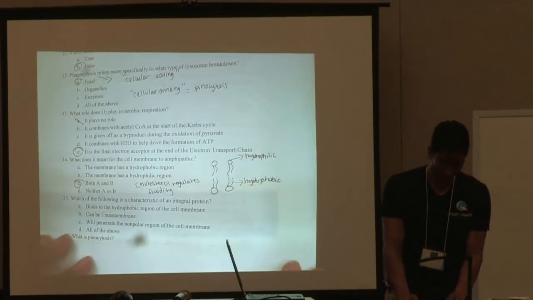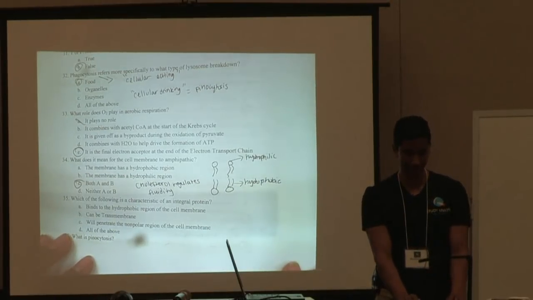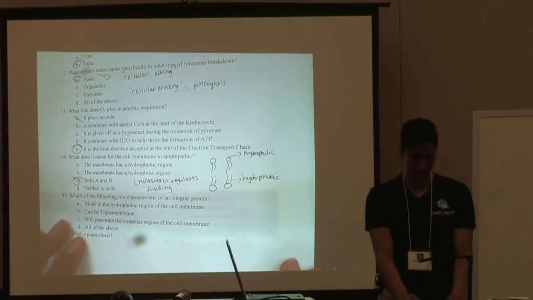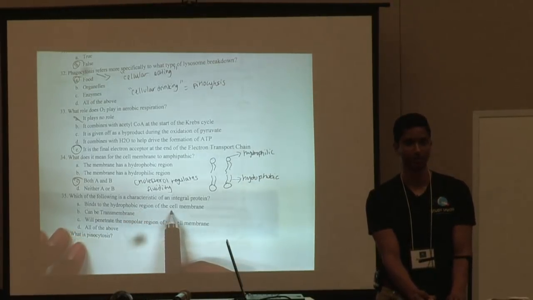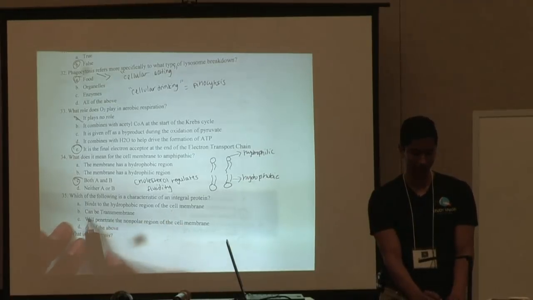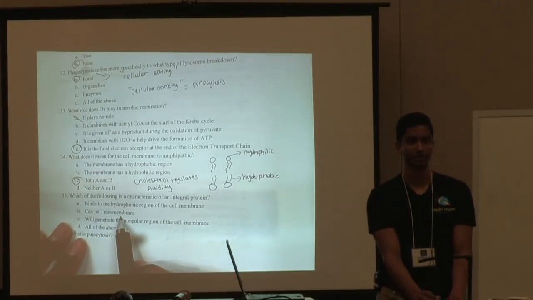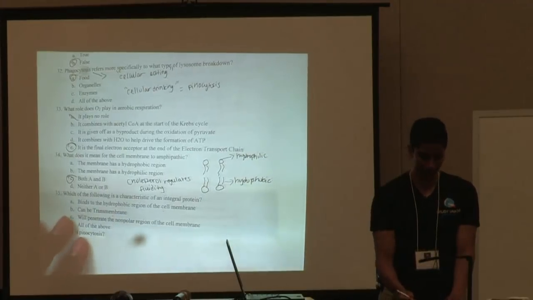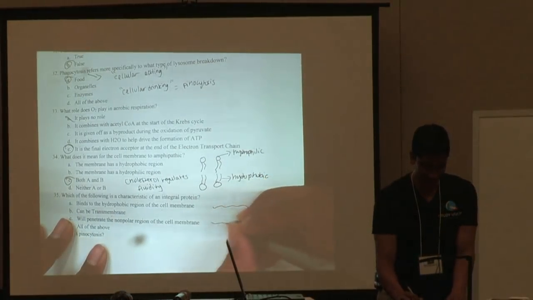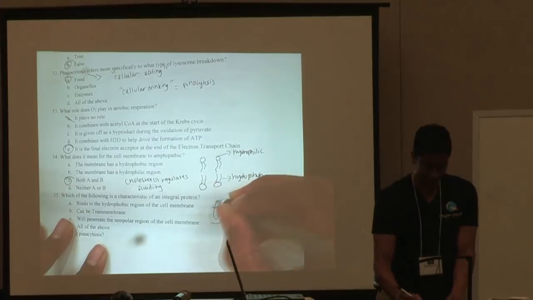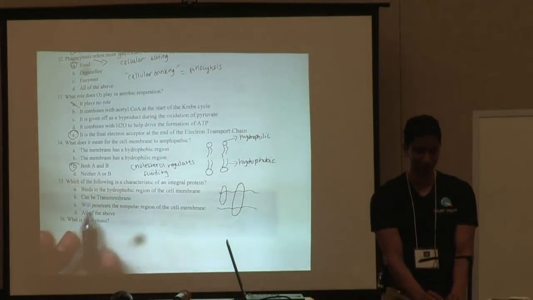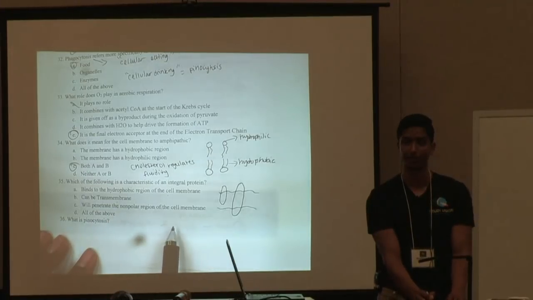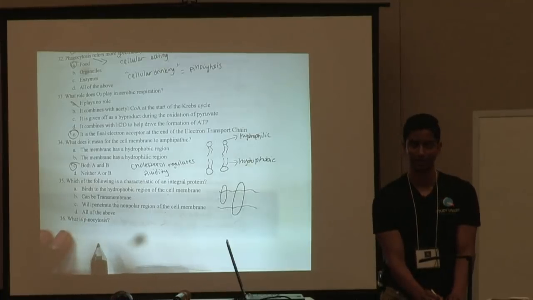All right. Which of the following is characteristic of an integral protein? Do they bind to the hydrophobic region of the cell membrane? Okay. Can they be transmembrane? Yes, right? They can go through the entire membrane. So it kind of looks like this. You have an integral protein like that. You can also have one that goes all the way through. Will it penetrate the nonpolar region of the cell membrane? Yes. So then it's what? It is all of the above.